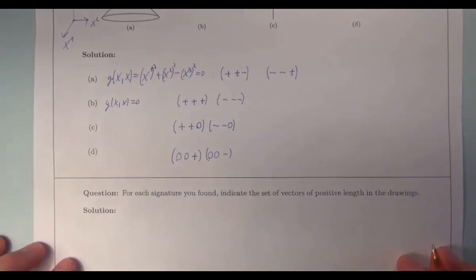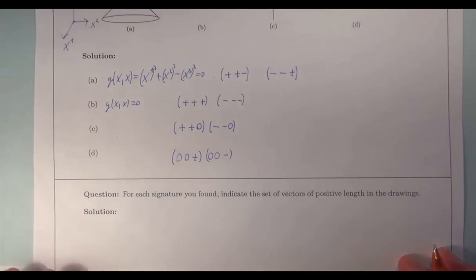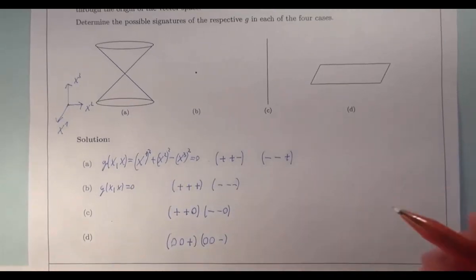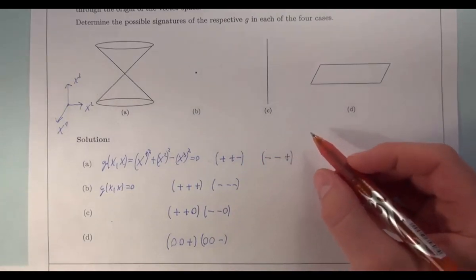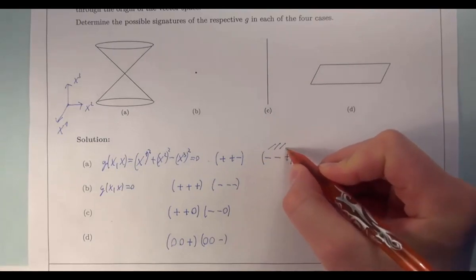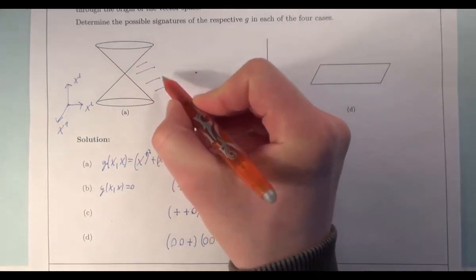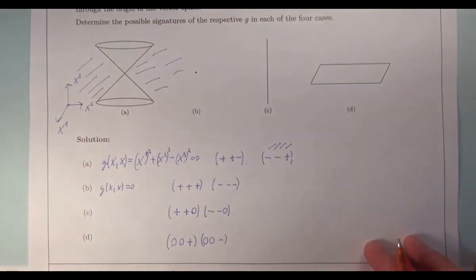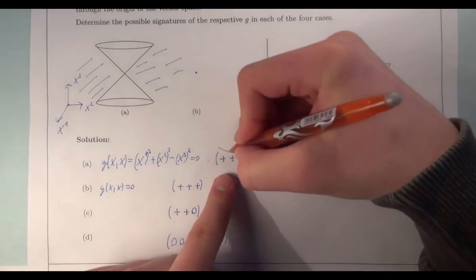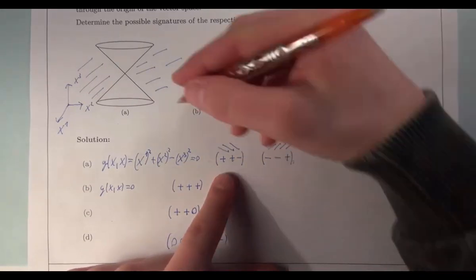In the next question, we are asked, for each signature you found, indicate the set of vectors of positive length in the drawings. Therefore, we have to look at each signature. First, we look at the minus minus plus signature of the cone. I indicated by that, and all positive lengths are on the outside of the cone, as you can easily calculate. For this signature type, we see that all positive vectors lie in the cone.